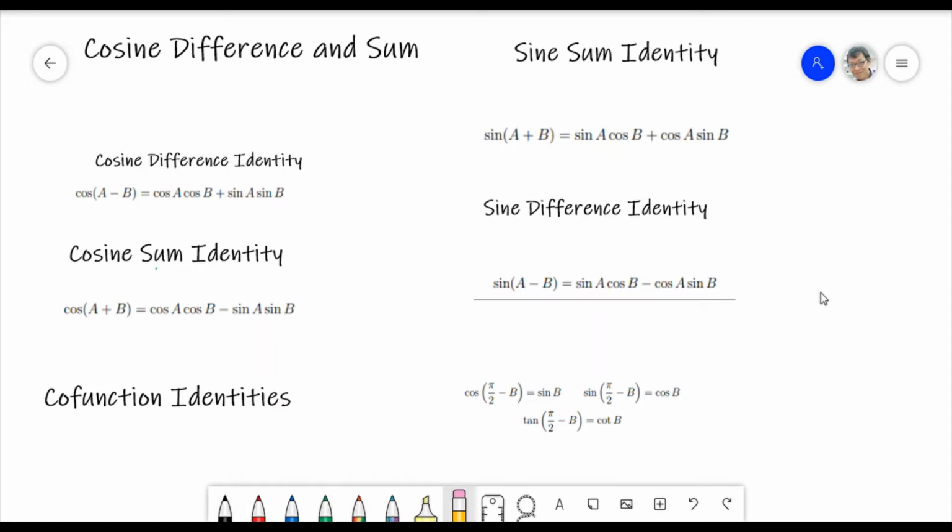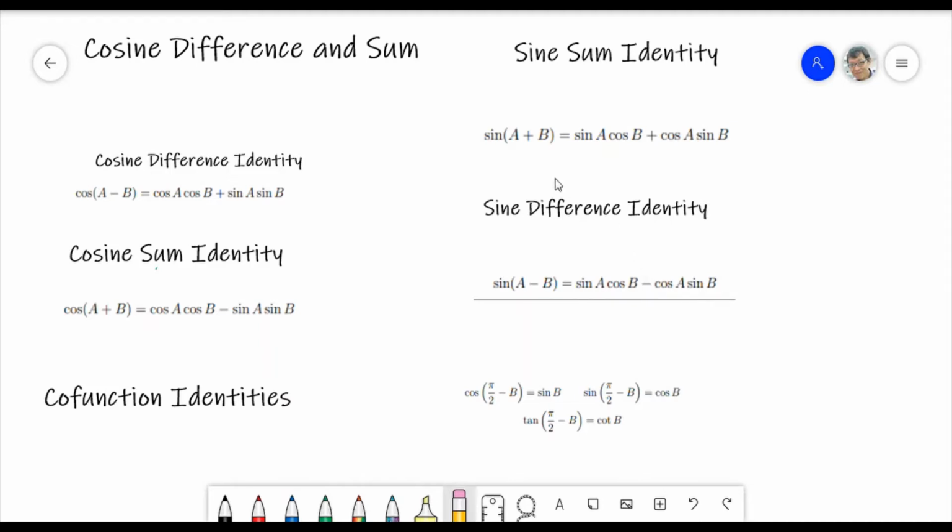Here we have sine and cosine. I provide both the summation and the difference. Let's first start with the sine. The sine summation, sine of a plus b, where a is angle a and b is angle b, the two angles together, is equal to sine a cosine b plus cosine a sine b. For the difference, the change is the minus in between.